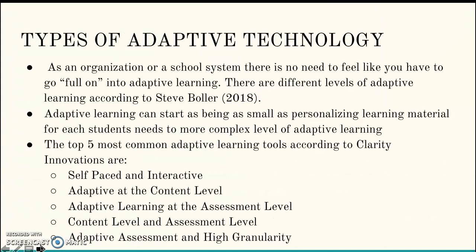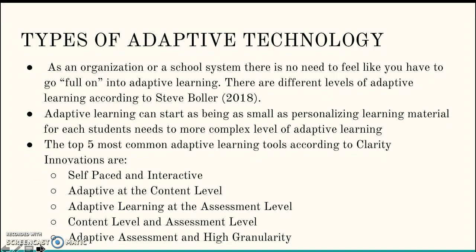As an organization or school system, there is no need to feel like you have to go full on into adaptive learning. There are different levels of adaptive learning according to Steve Bowler. Adaptive learning can start as being as small as personalizing learning material for each student's needs. Most teachers already do this if a student is on an IEP or if a student needs modifications to their assignments. The more complex level of adaptive learning includes using performance and demographic data to adapt content to each learner. This is considered an all-in adaptive learning approach.